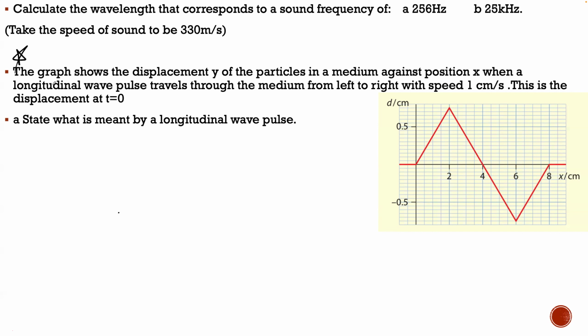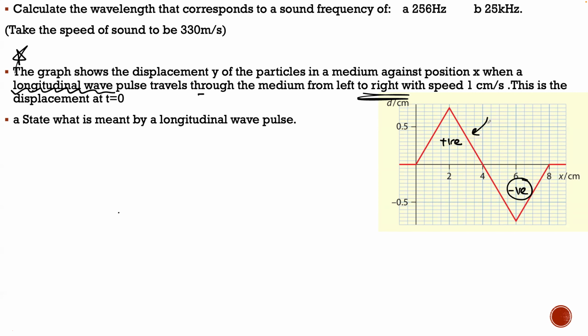This is important. The graph shows the displacement y of the particle in a medium against position x when a longitudinal wave pulse travels through the medium from left to right. Okay, so underline, what are the things to be underlined? First, it's a longitudinal wave. Second, it is traveling to the right. So if traveling to the right is represented with a positive peak, that means traveling to the left would be represented with a negative peak. Understandable. That's what I said.